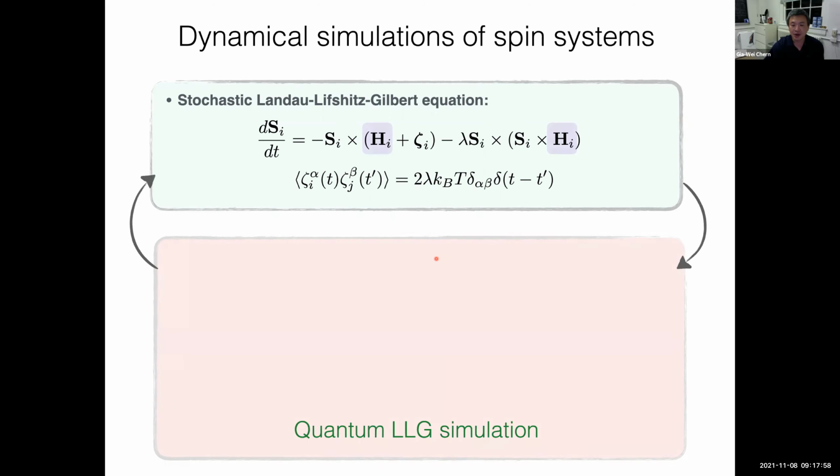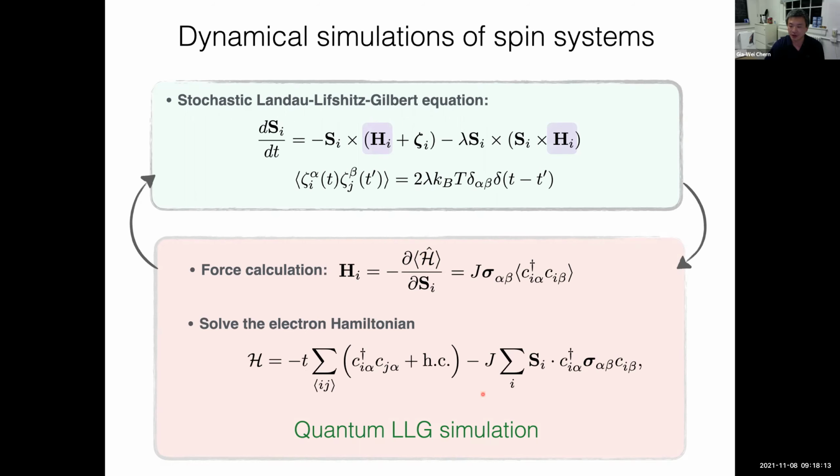But in our case, we want to do a quantum LLG simulation, which means that in order to compute the force acting on spins, we need to first obtain the expectation value of the Hamiltonian. In our case, it is this double exchange Hamiltonian, and then take the derivative with respect to spins. And you can see that means you need to compute these matrix elements of the electron correlation function, sometimes called the single electron density matrix. So this takes a lot of time. And that's why if you do exact diagonalization for the spin dynamics of the double exchange model, usually you are restricted to rather small system sizes.